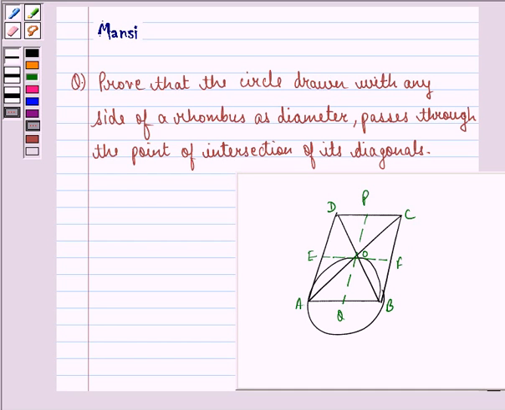Now the question says, prove that the circle drawn with any side of a rhombus as diameter passes through the point of intersection of its diagonals. So let us see the solution to this question.